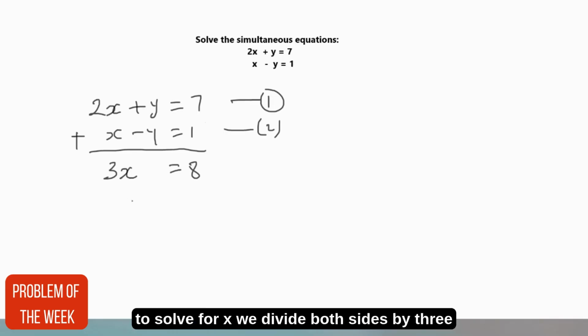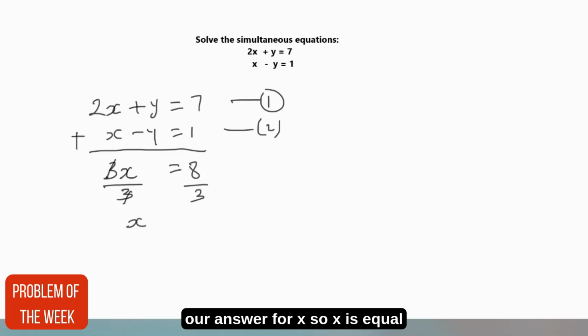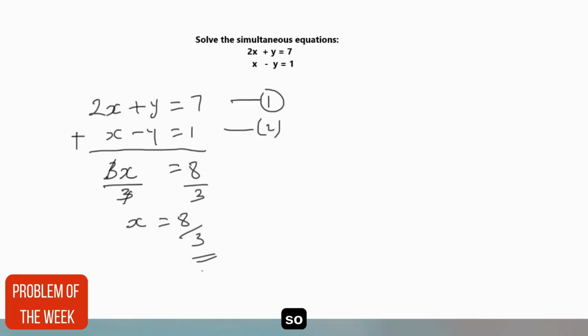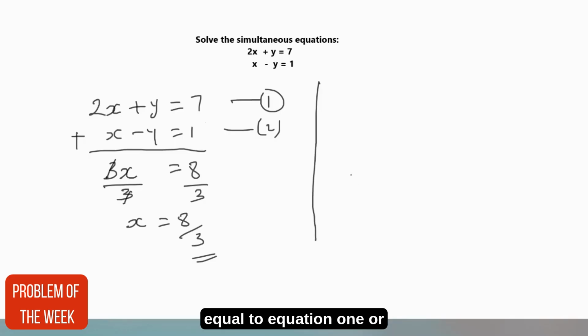To solve for x, we divide both sides by 3. So 3x over 3 equal to 8 over 3. So 3 goes into 3. So our answer for x is x equal to 8 over 3. To find y, we substitute x equal to 8 over 3 into equation 1 or equation 2.